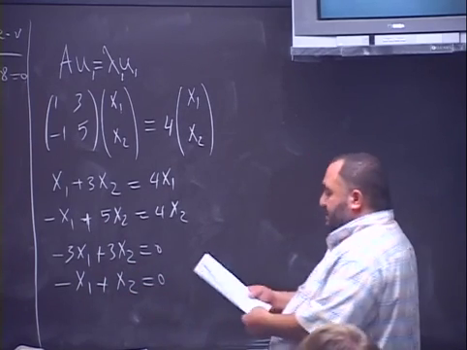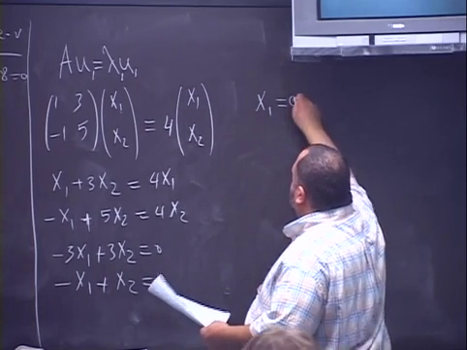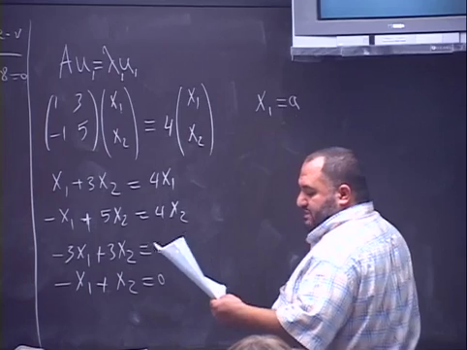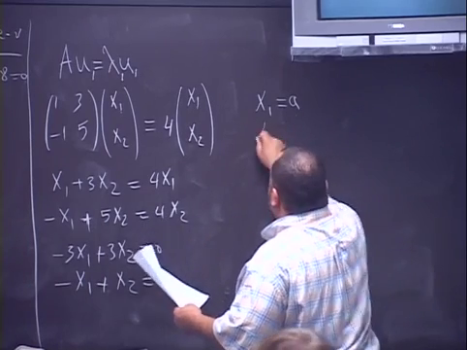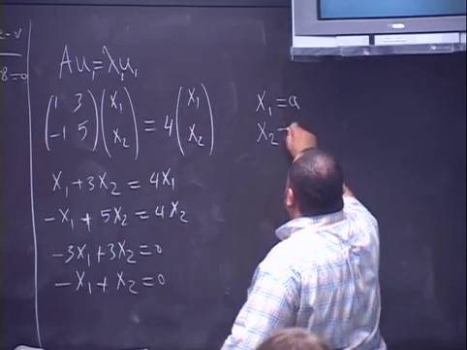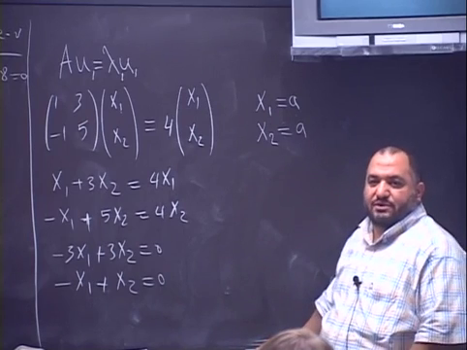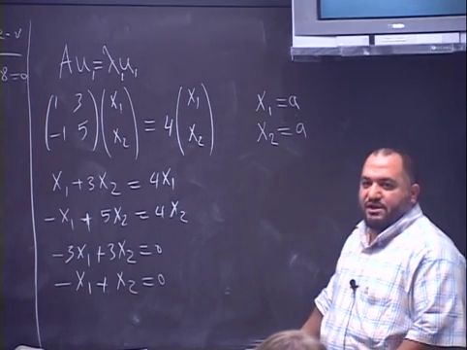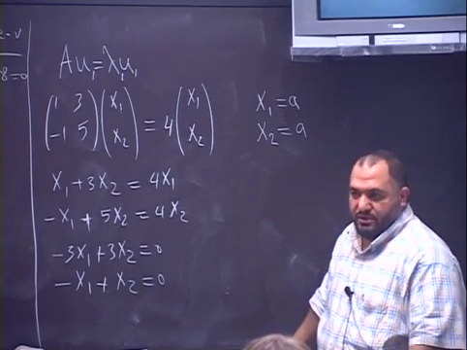So in this case, I will pick x1 equal to a. And what's x2? From here, x1 equal to a, so x2 is equal to a. So I have infinitely many solutions. If a equal to 1, x1 will be 1 and the other one will be 1. If a equal to 2, it will be 2 and 2, and so on.